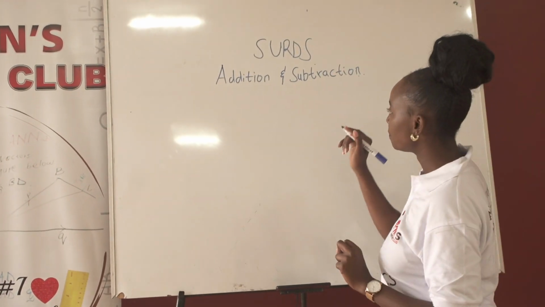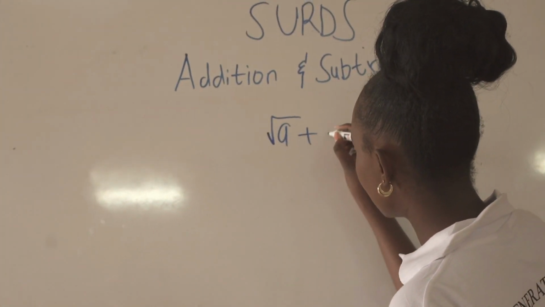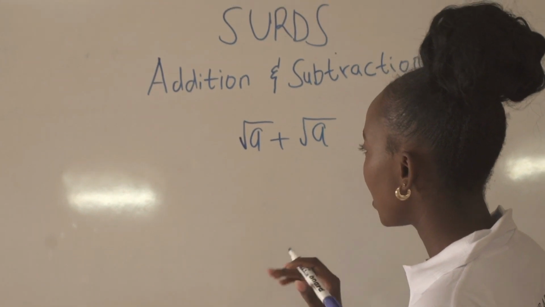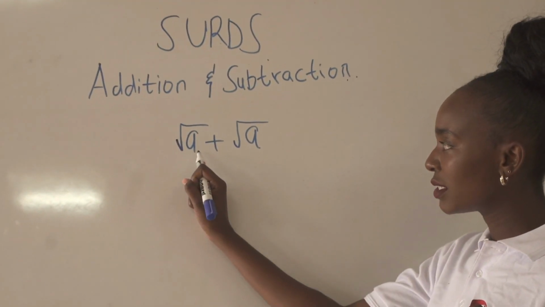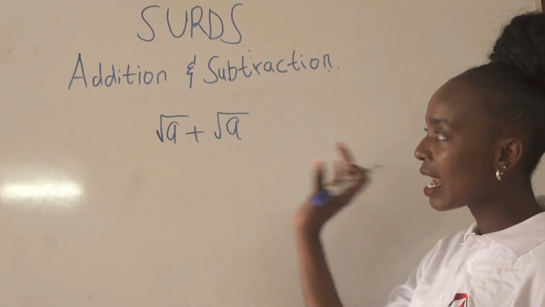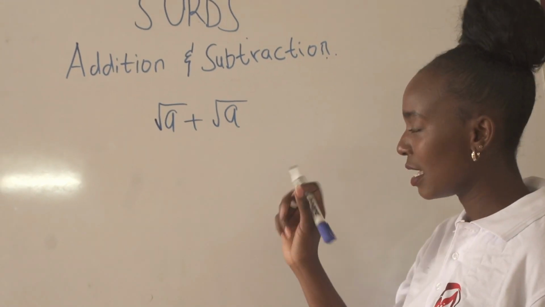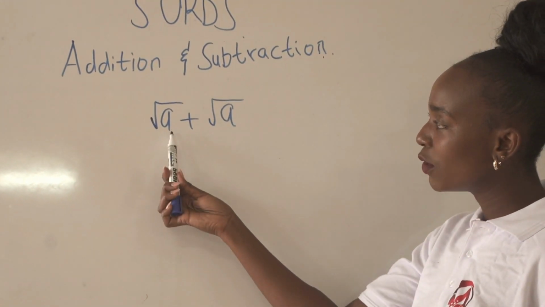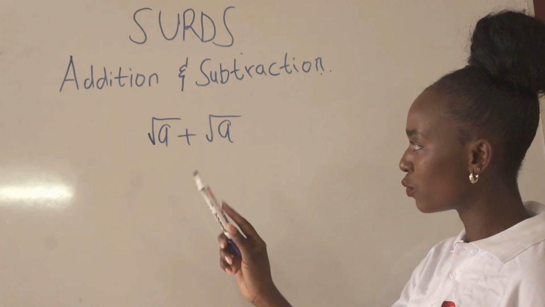For example, if you have root of a plus root of a, remember here you look at the values under the root sign. So the values a and a are the same. So you can only add or subtract when they are like surds, basically meaning the value under the root sign is the same. For example, root of a plus root of a.